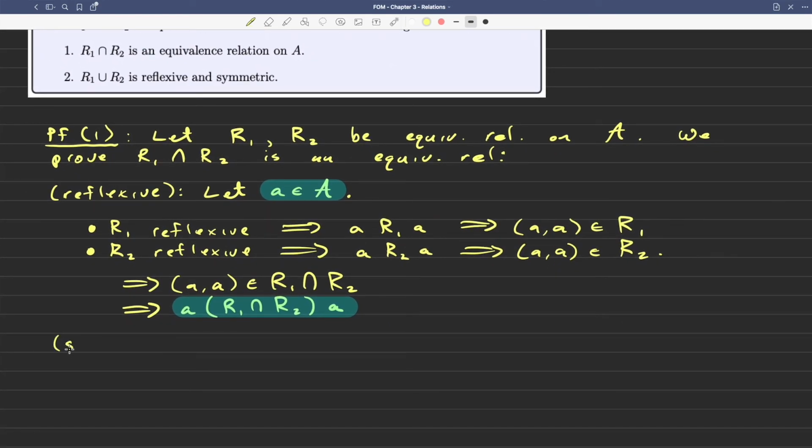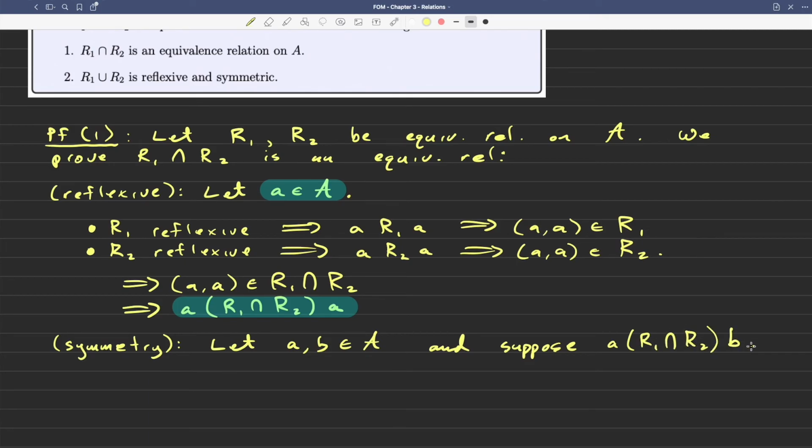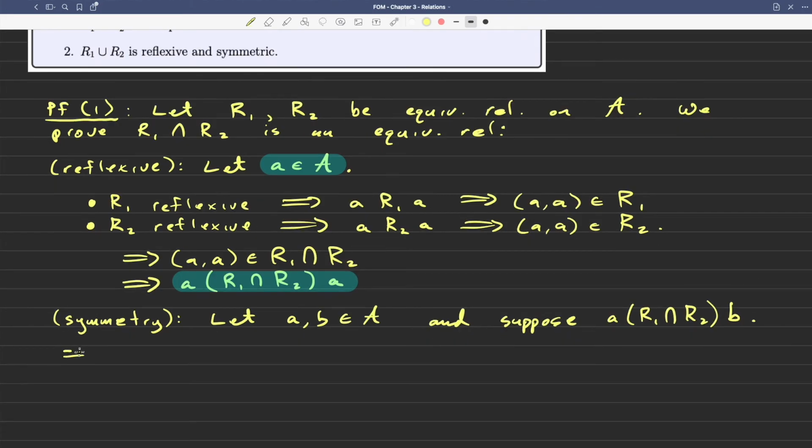Okay, let's do symmetry. So here we have to take two arbitrary elements of the set, and we need to suppose that those two elements are related. So we need to show that if A is related to B in R1 intersect R2, then B is related to A. This means that the ordered pair A comma B is in R1 intersect R2, which is the same as saying that A comma B is in R1 and A comma B is in R2.